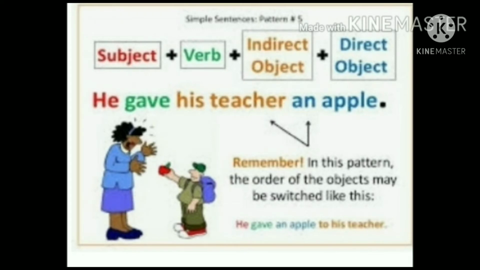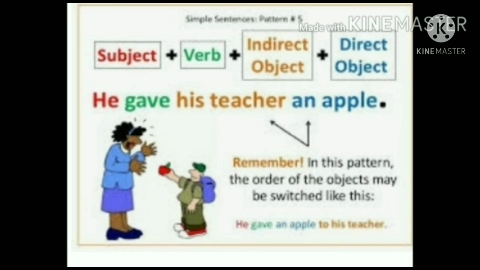He gave his teacher an apple. Now, he is the subject, gave is the verb. What he gave? Is it answering to what anywhere in the sentence? Yes. What he gave? An apple. I told you that what is answered by the direct object. So, here in the sentence, an apple is the direct object. And now, he gave whom? Yes. He gave whom? His teacher. So, here the words his teacher are going to be your indirect object.